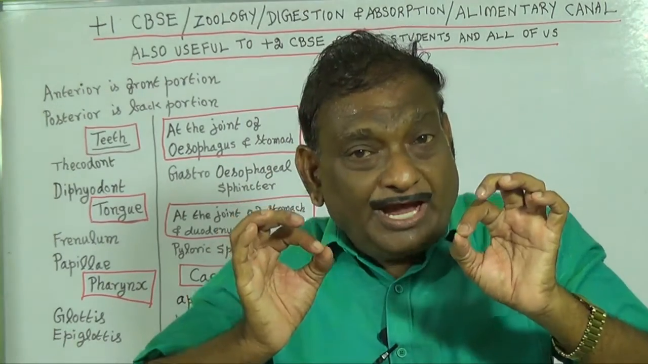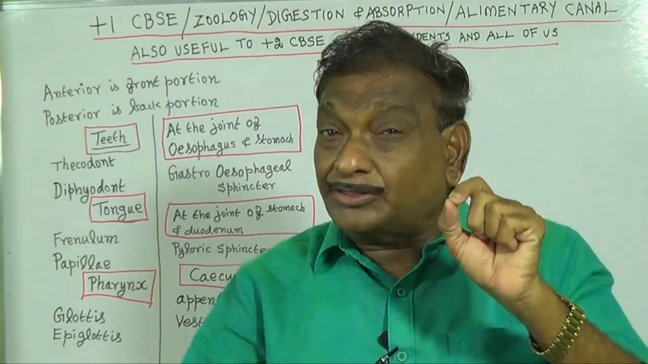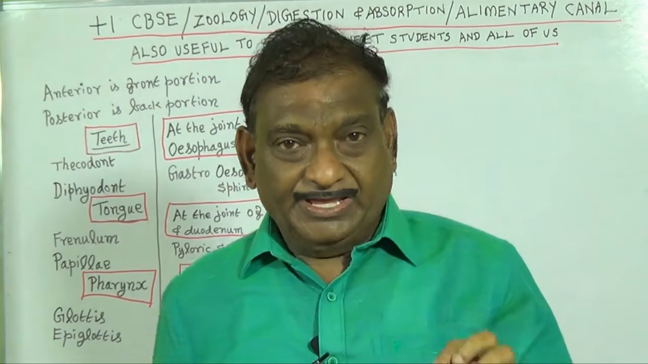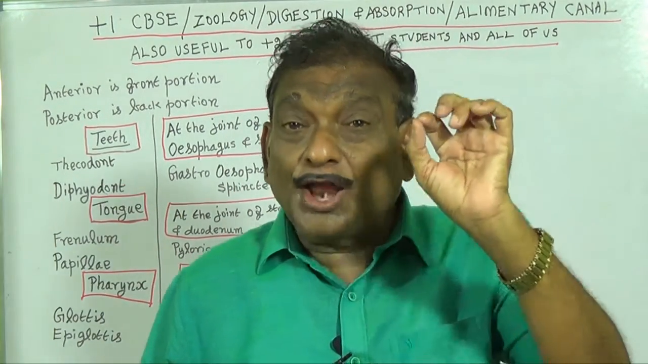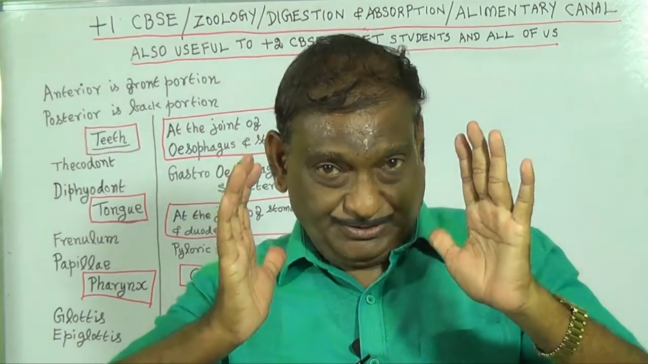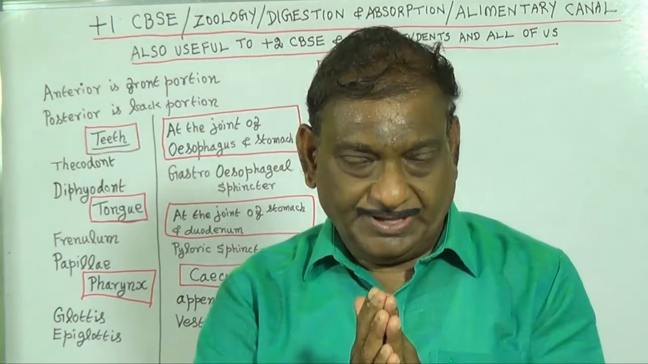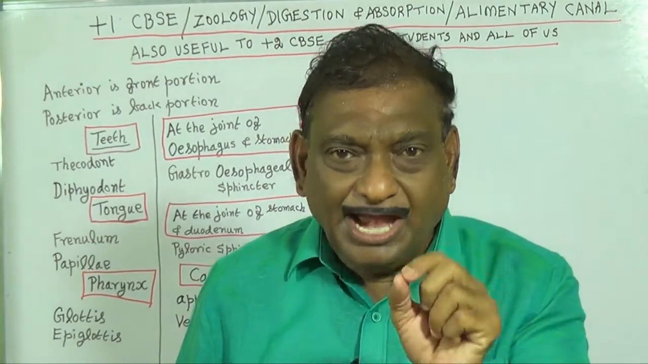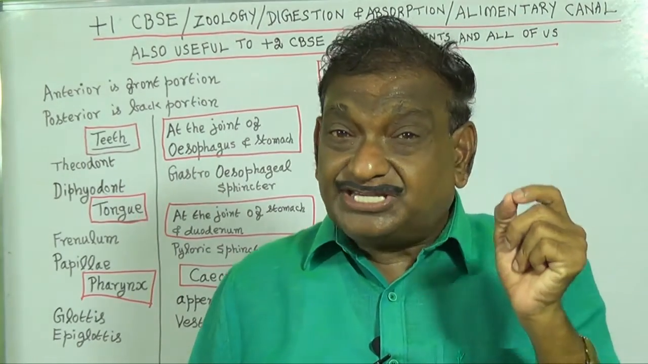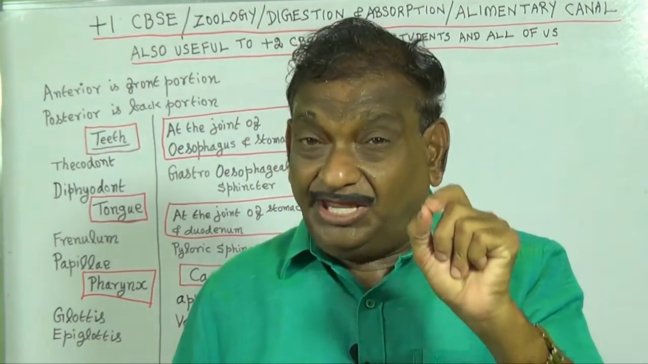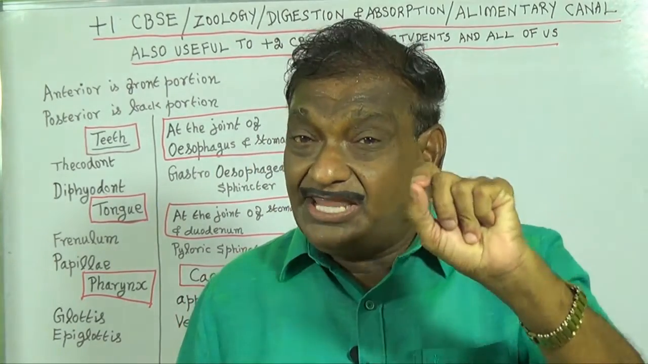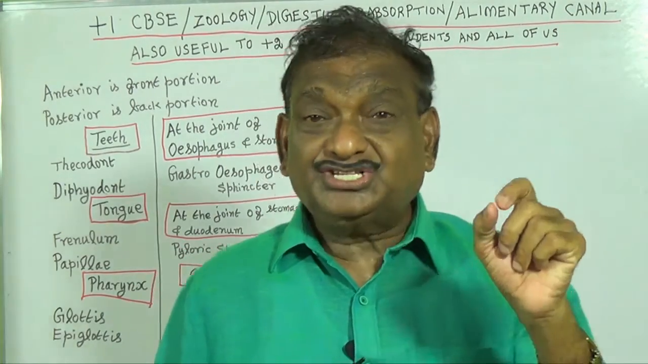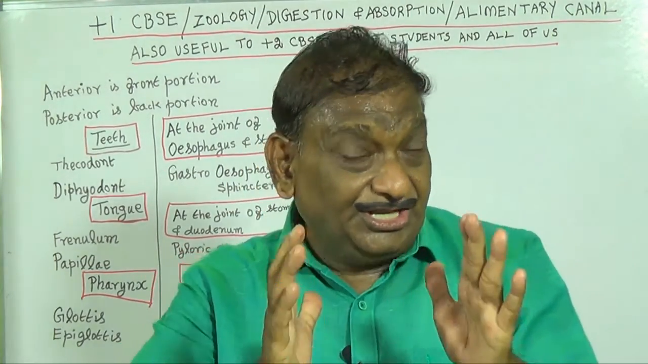It is well known that there are 32 teeth in our buccal cavity. These 32 teeth are of 4 types. They are incisors, canine, premolars, and molars. On the right side of the upper jaw, there are 8 teeth, and on the left side of the upper jaw, there are 8 teeth. Hence, we have 16 teeth in the upper jaw.